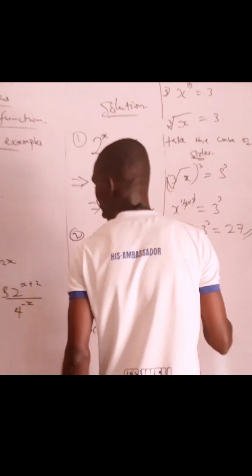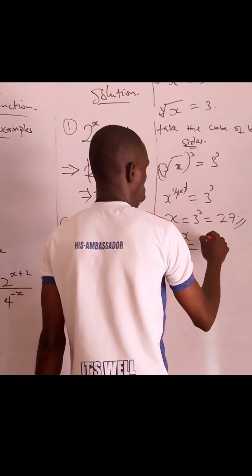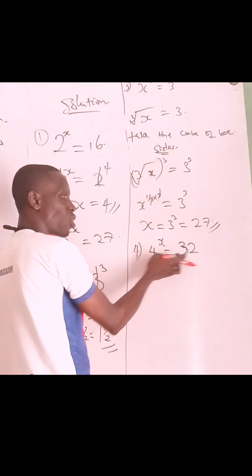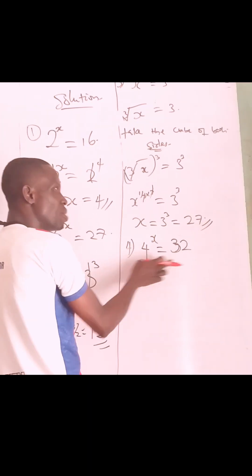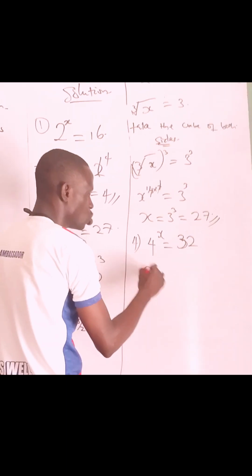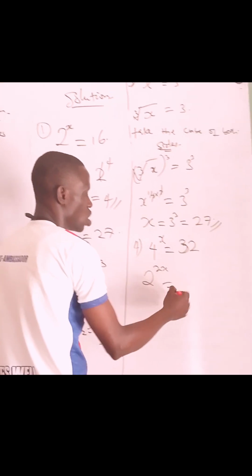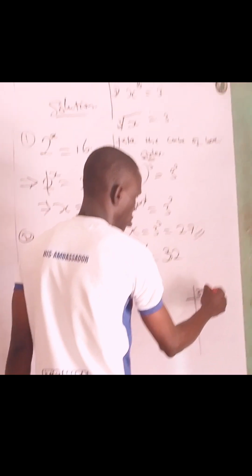Number 4 says we should evaluate 4 raised to the power x equal to 32. So we want to make the base equal. Don't forget, the first thing is for you to make the base equal. If the bases are not equal, there is nothing you can do. So to make the base equal, of course, this will be 2 squared, raised to the power x, equal to 32.